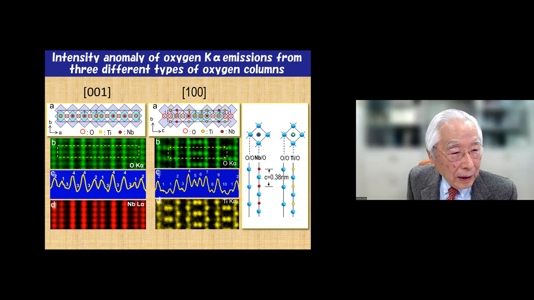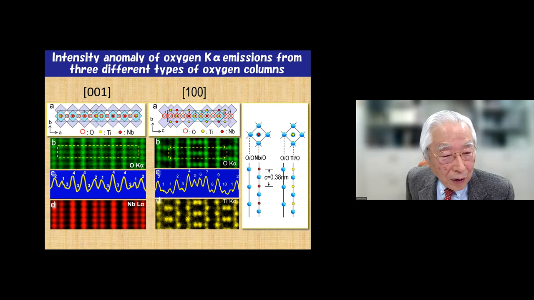This one is only an oxygen column, okay? This column is niobium, oxygen, niobium, oxygen, and so on. And this one is titanium, oxygen, titanium, oxygen. If you look at them, all these columns have the same number of oxygen atoms. So this column has no metal, but this one has the metal mixture.